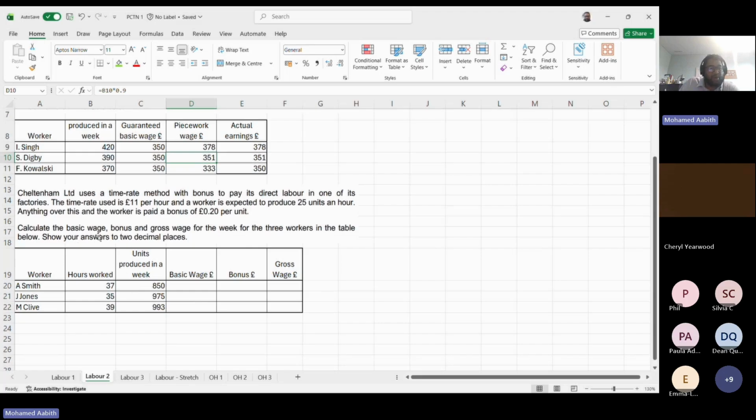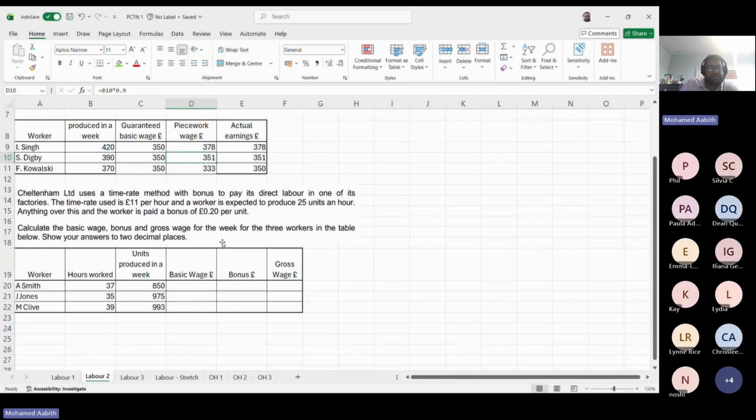We calculate the basic wage, the bonus, and the gross wage for the three workers, and they want your answers to 2 decimal places. So let's say, what is the basic wage? If they work for £11 an hour, let's have a look here. That times £11 is going to be 407. I've got all their numbers down now. These are their basic wages. But how much bonus do they all qualify for?